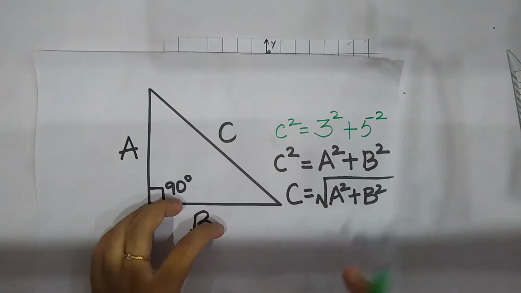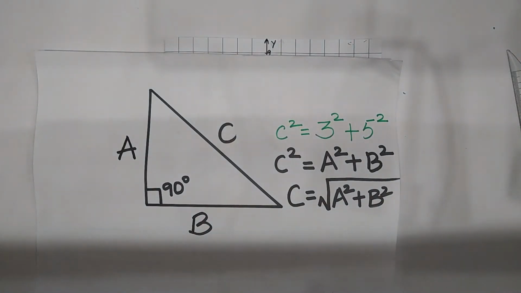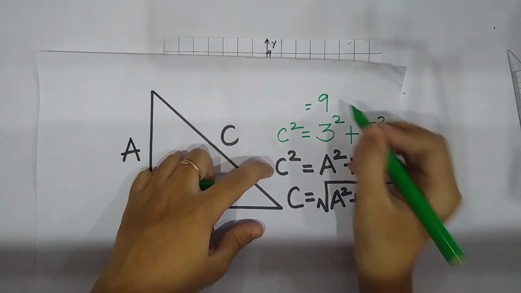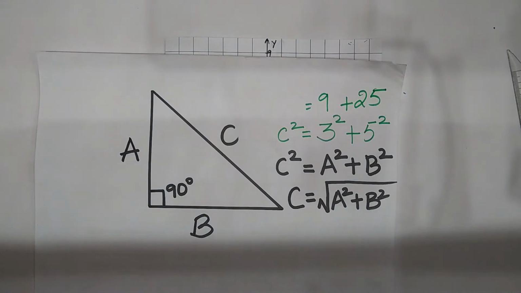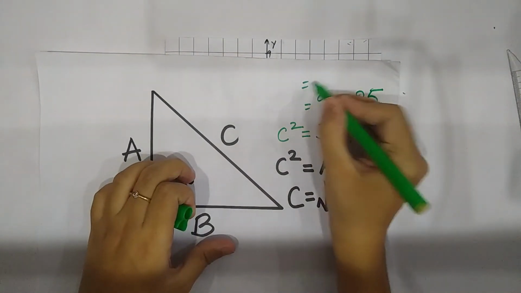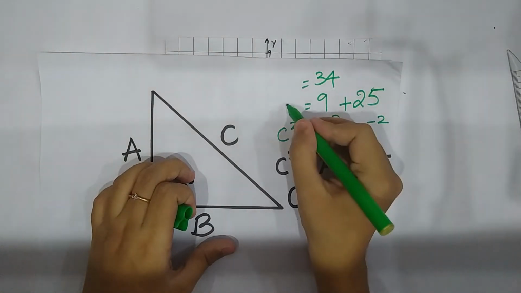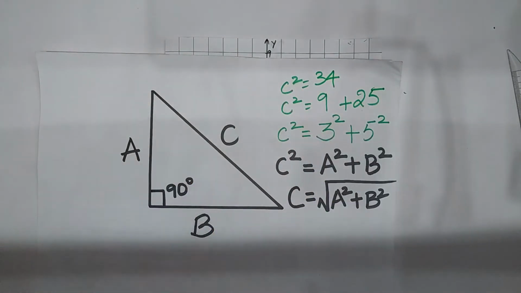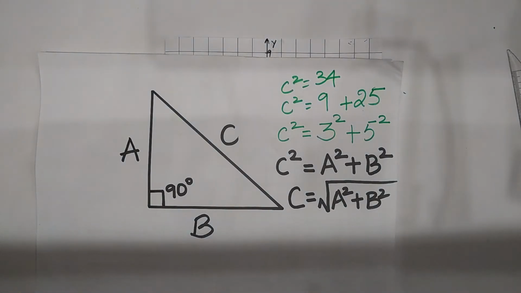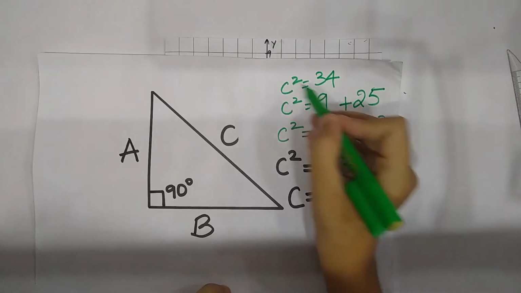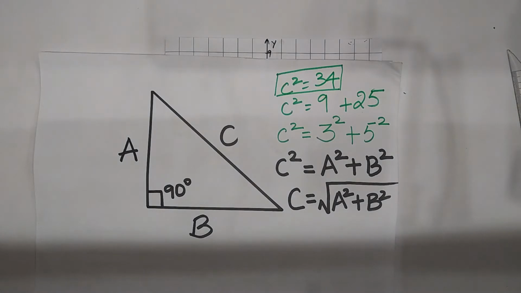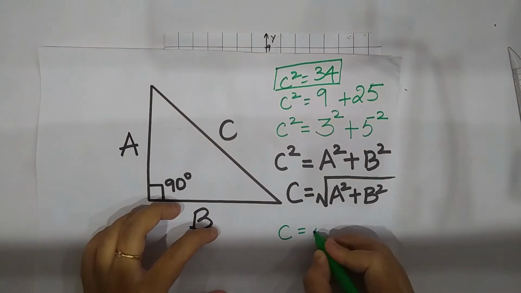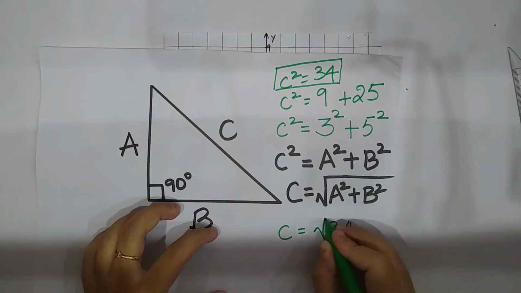This will give you the distance. So figure out what is 3 square and 5 square. 3 square is 9 and 5 square is 25. Now when you add 25 and 9, you get 34. Right? And this is all for C square, not for C. We still have to figure out the square root for C. So anyway, C square would be equal to 34, right? But we wanted only C, not C square. So C is equal to the square root of 34.